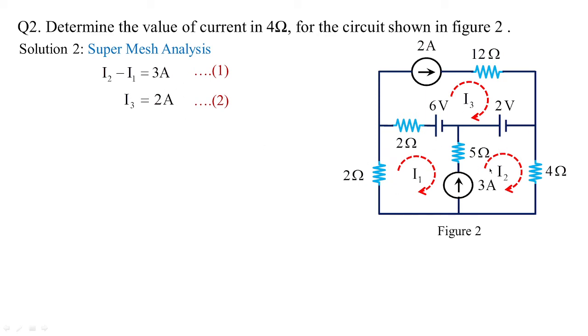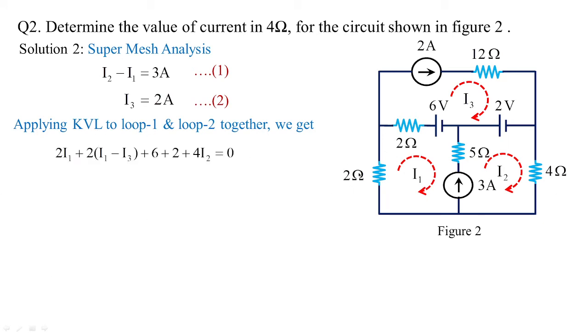Now collect the rest of the parameters which are attached to the supermesh. That is 2, 2, 6, 2, 4. So you can see applying KVL to loop 1 and loop 2 together. Starting with 2, it becomes 2I1 plus 2 times I1 minus I3. On the path I am getting positive 6, so plus 6, then I shifted to the next loop, that is the second loop. You have 2 plus 4 I2 equal to 0. So 2I1 plus 2I1 becomes 4I1. Then you have 4I2. Then 6 plus 2 becomes 8.